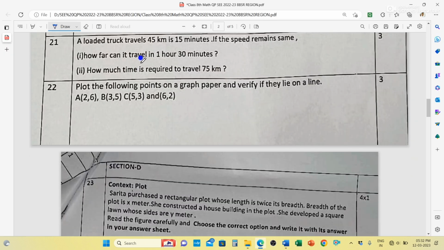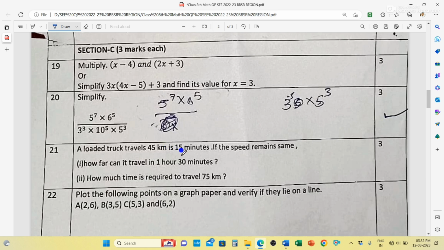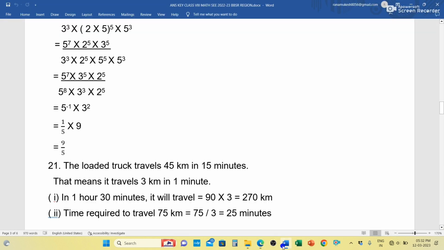Now, a loaded truck travels 45 km in 15 minutes. If the speed remains the same, how far can it travel in 1 hour 30 minutes? How much time is required to travel 75 km?